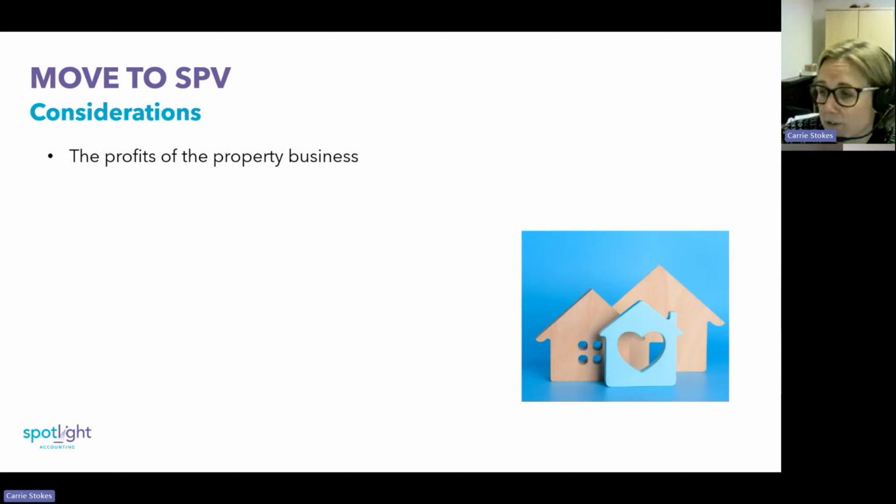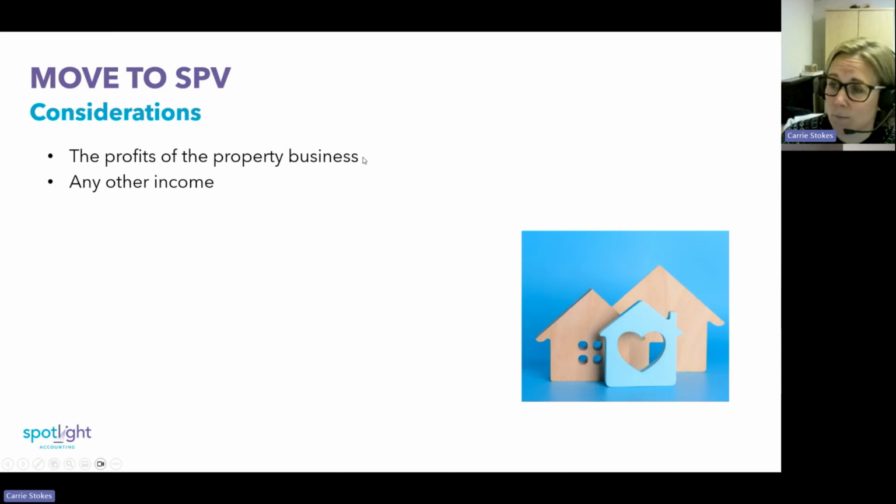So what do you need to consider before looking at moving your property portfolio over to a limited company? Firstly, the profits of the property business. If your property business only makes £10,000 and you've got a spouse or you've got available basic rate tax band that covers that amount, it isn't worth moving it over to an SPV. If you're looking to grow the property portfolio, then it needs to be assessed as to what the long-term strategy is.